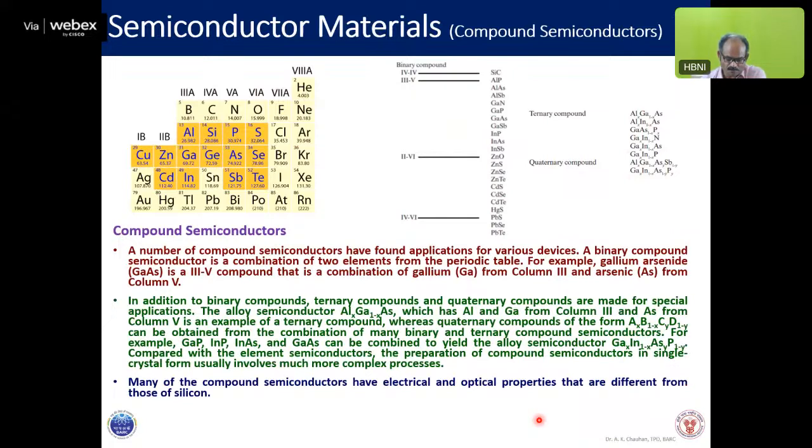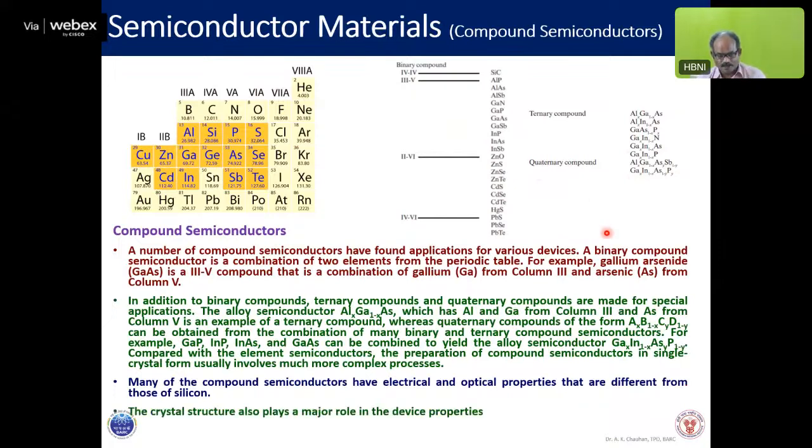So many of the compound semiconductors have electrical and optical properties that are different from those of silicon. That's why we are using many combinations, because for certain devices we need one property, and for another device we need some other property to be controlled. So silicon is not useful everywhere, so we need other semiconductors also.